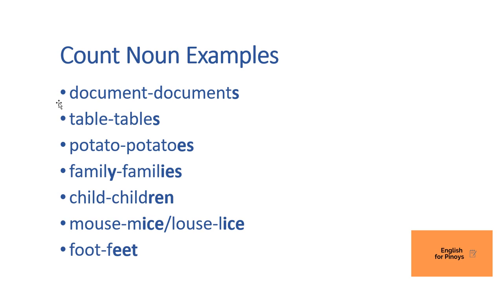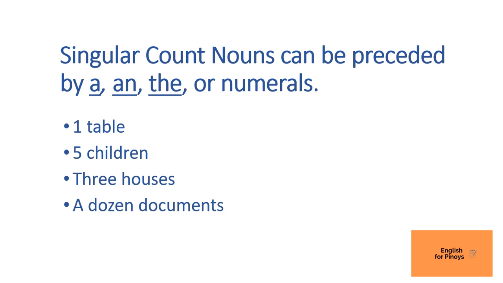So louse becomes lice. And then foot, then you also change the last three letters. Actually, the middle vowels, instead of double O, you have a double E. So from foot to feet. Now, singular count nouns can be preceded by the articles a, an, or the, or numerals, right? You can say 1 table, 5 children, 3 houses, and then a dozen documents.